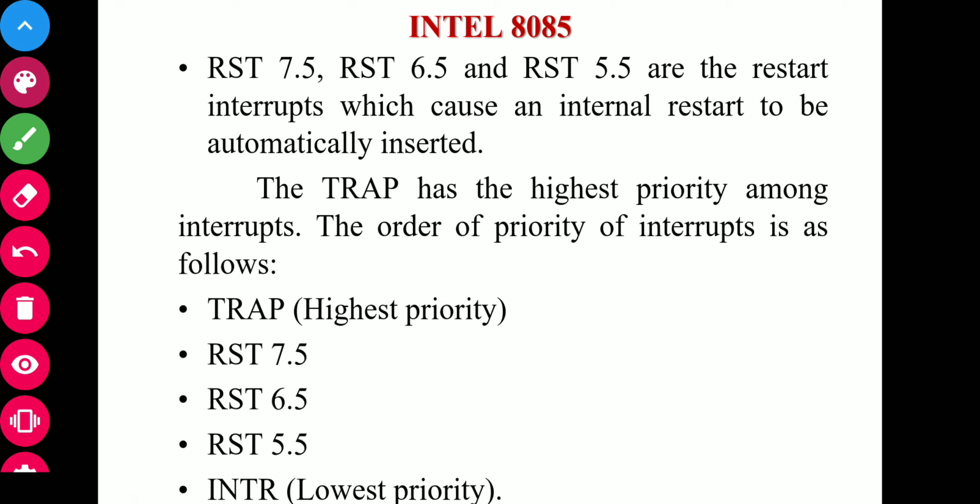So that is given in the below table. Then RST 7.5, RST 6.5 and RST 5.5 are the restart interrupts which cause an internal restart to be automatically inserted. TRAP has the highest priority among the interrupts. The order of priority is as follows: TRAP highest priority, then RST 7.5, then RST 6.5, then RST 5.5, then INTR. INTR is the lowest priority interrupt and the highest priority interrupt is TRAP.